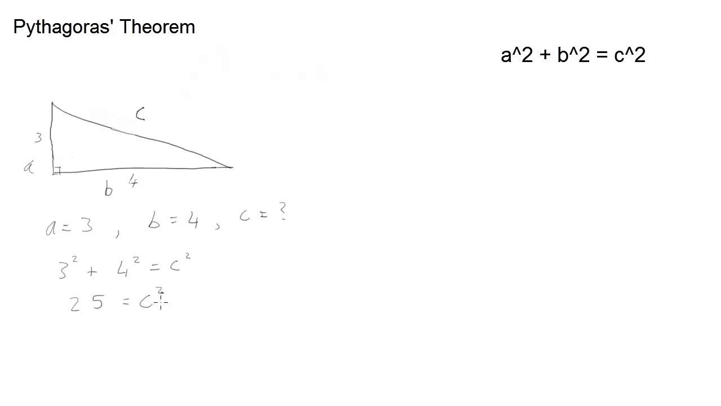Now, what are we looking for? Aren't we done? Not quite. We're looking for c on its own, not c squared. So how do we undo this square? Well, quite simply, we use our opposites rule, just like if you're rearranging an equation. The opposite of squaring is square rooting. So c on its own is equal to the square root of 25, which is just 5. So there we go. We found the longest side of our triangle using Pythagoras' theorem.